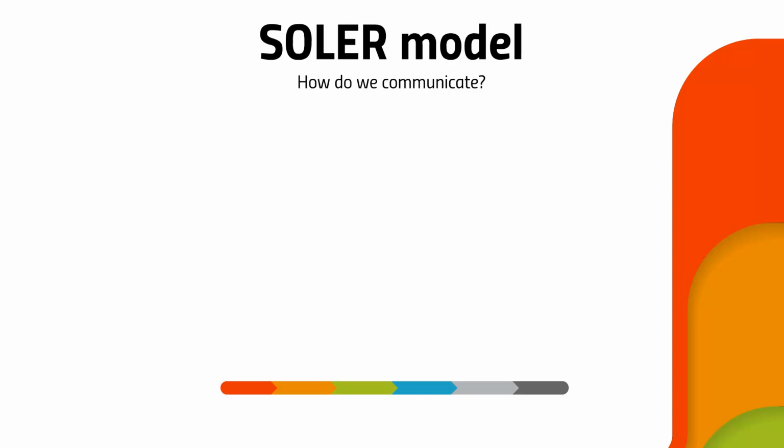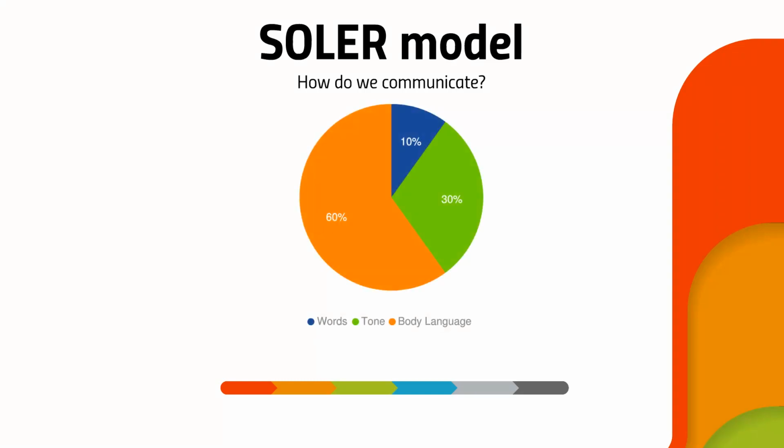Okay, welcome back. Well, there have been many studies conducted on this, and they all come out with very slightly different results, but the average breakdown is that only 10% of how we communicate is actually the words alone. 10% of how information is handed across from person to person comes from the words alone. An average of about 30% is from the tone, and a whopping 60% is from body language.